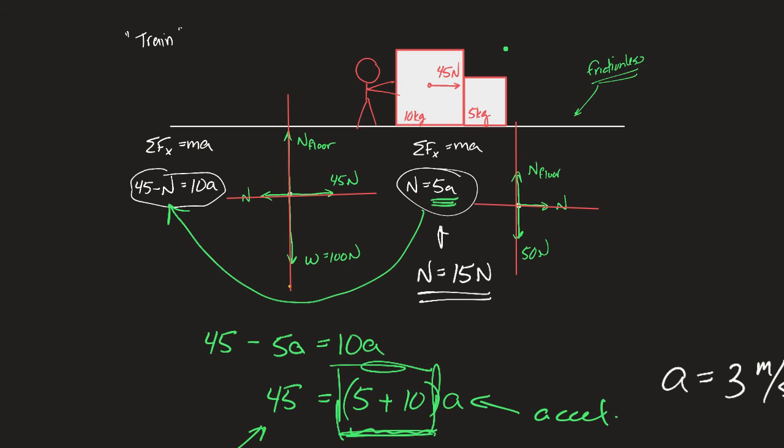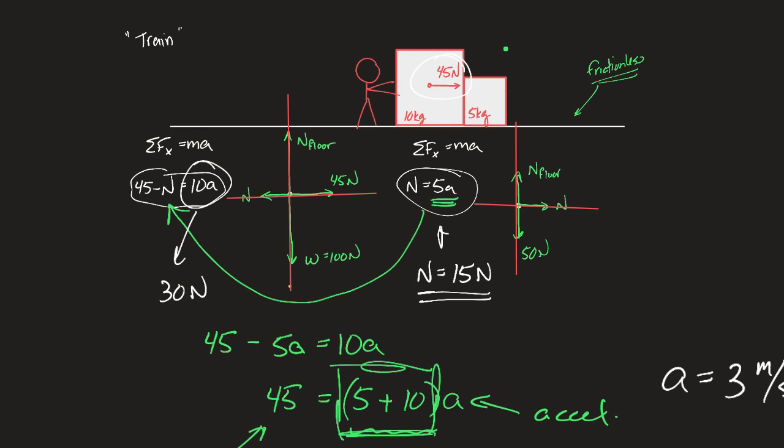Everybody see that all right? Now, 10a is 30 newtons. I'm saying this because the net force on the first box is 30 newtons, and the net force on the second box is 15 newtons. What was the total force on the system?